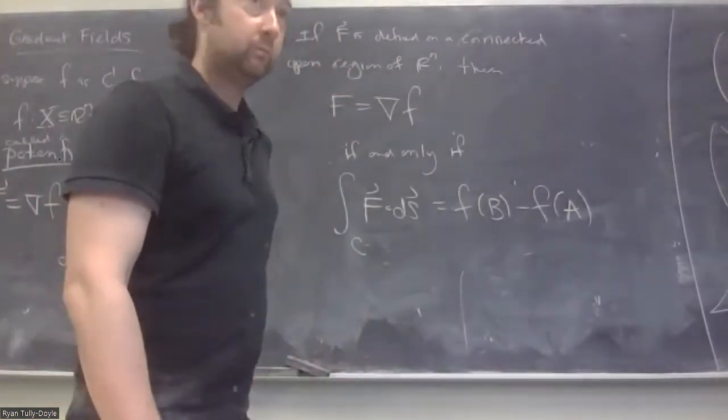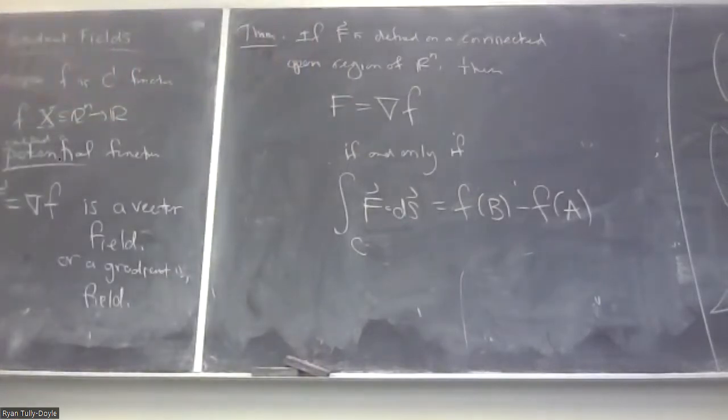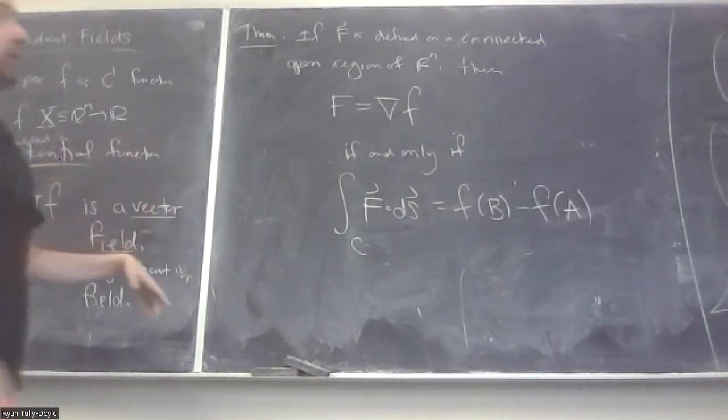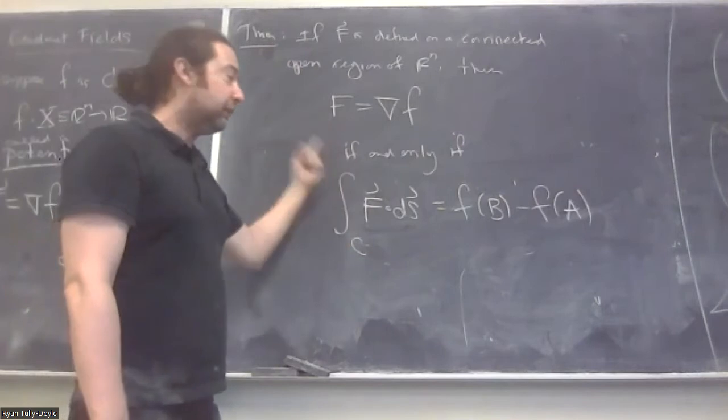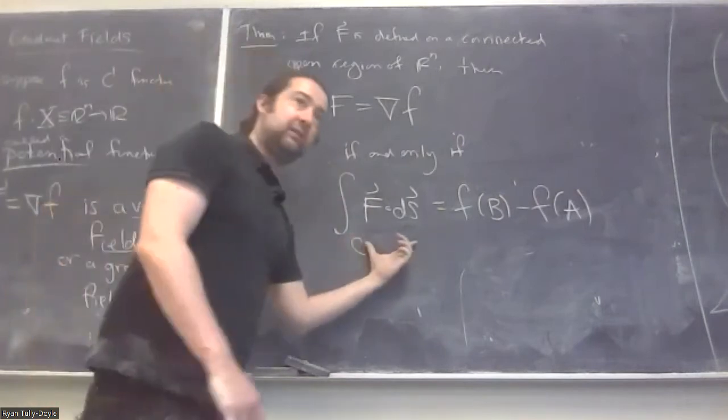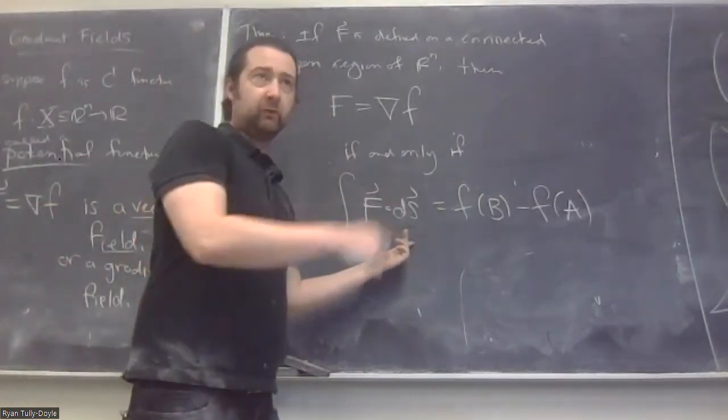You ask, is it a vector field or a gradient field? They're two names for the same thing, right? It is a vector field, but if we're being more precise when talking about potentials, we talk about the gradient field associated with a potential. So here I would say F is a gradient field if and only if F has path independent line integrals, for some little function f.